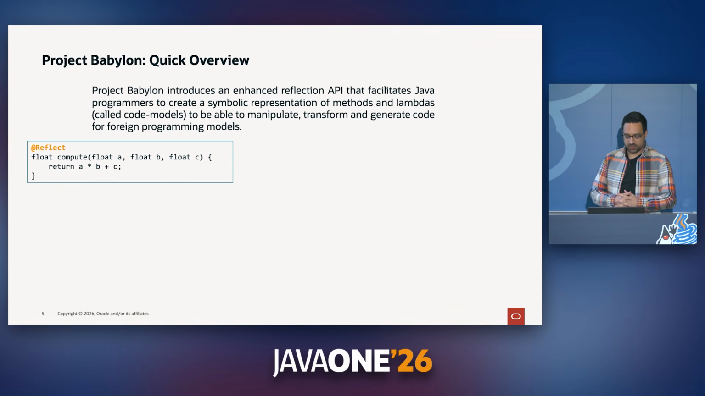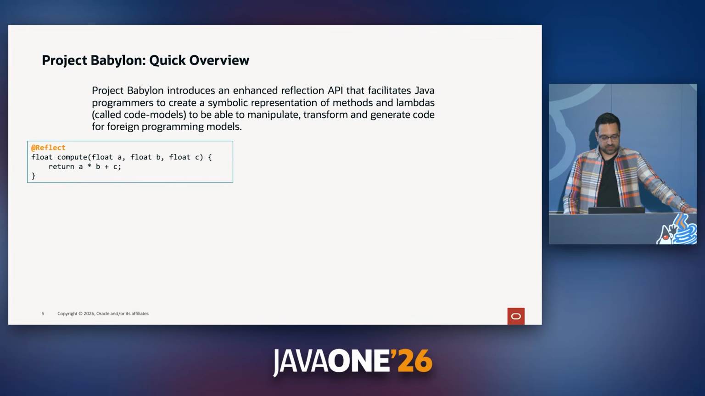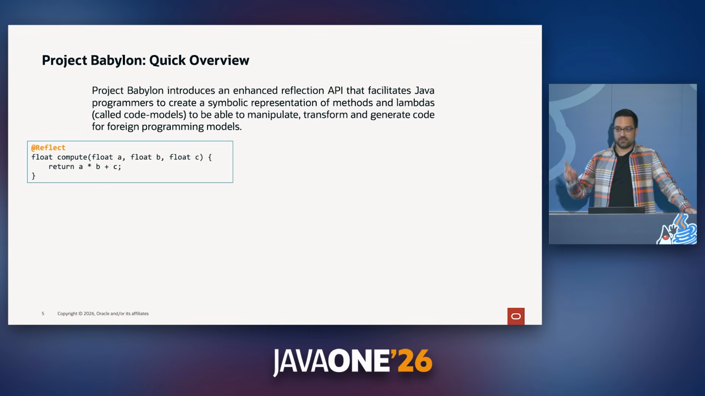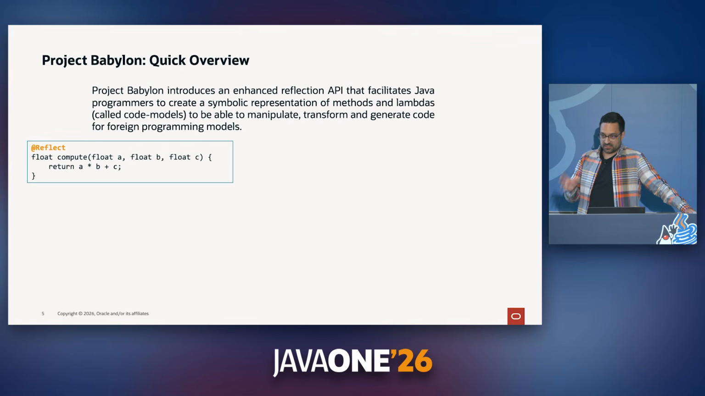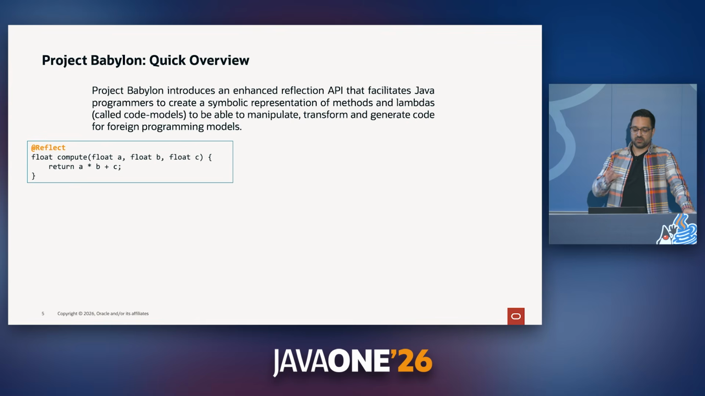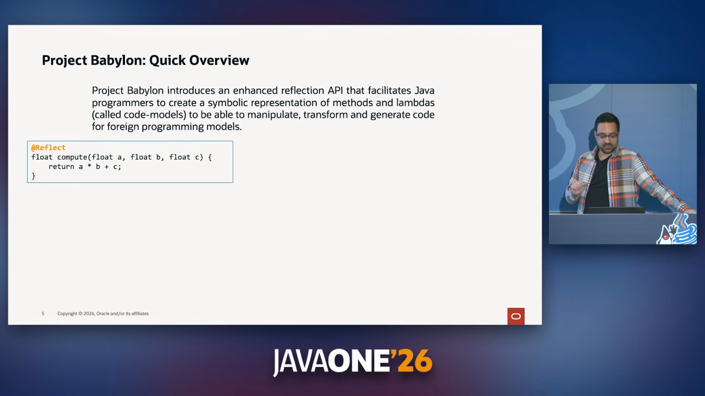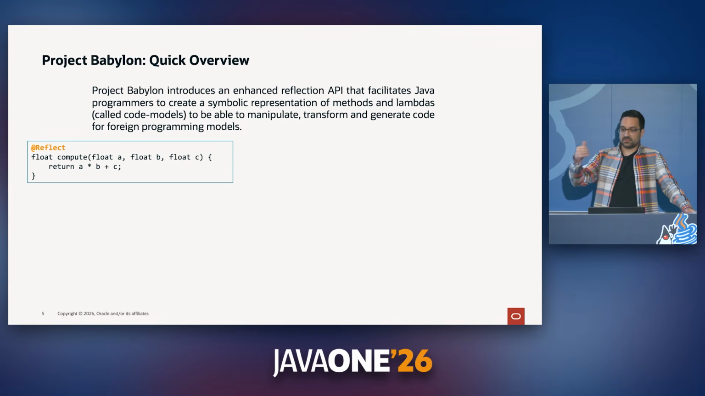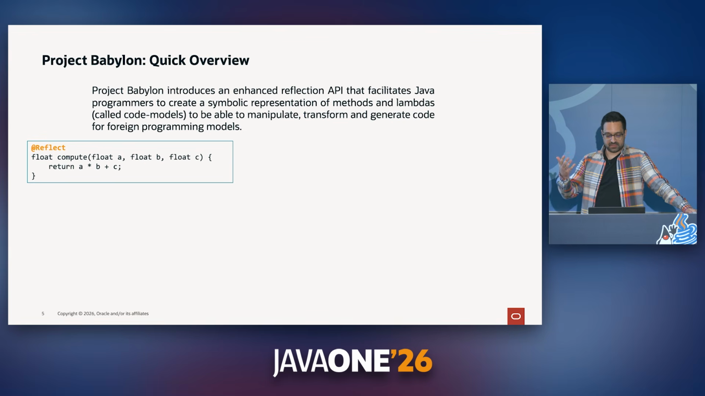We have a very simple Java method called compute. We have 3 parameters, A, B, and C, and some computation in the method body. The first thing to notice is that the method is annotated with this @Reflect annotation. This instructs the javac compiler to generate a code model for this method, and that code model will be stored in the class file. Then at runtime, we can query that code model from the class file and do something with it. We can analyze it, and, as I said before, manipulate and transform it, etc.